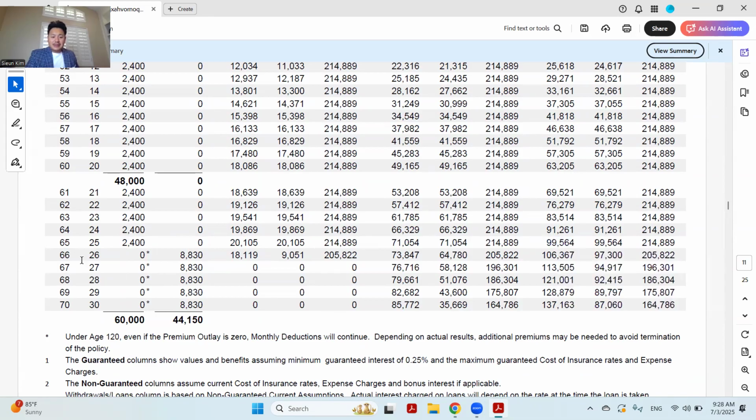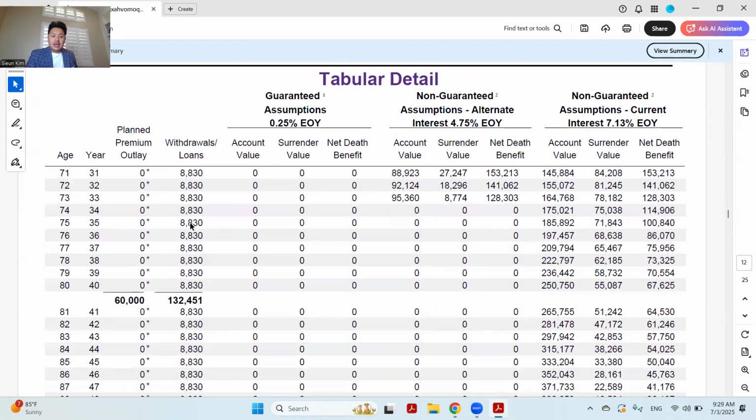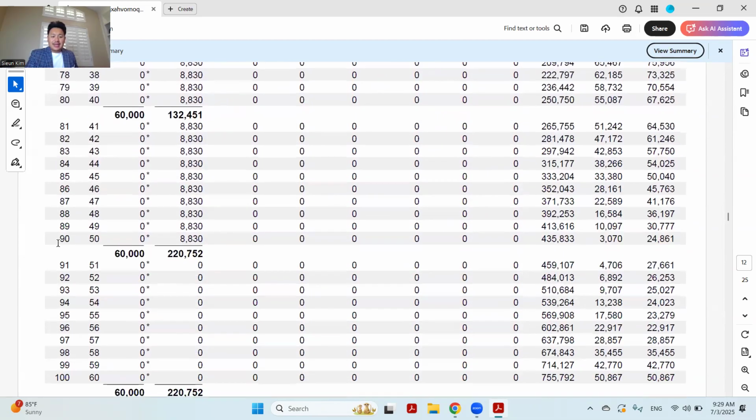And at age 66, if the client decides to take out a tax-free income, client will get $8,830 a year, which is, I'm assuming, a little over $700 or so. So that is the tax-free income the client can receive starting at age 66 and keep getting paid on it until the client is 90 years old. So at age 90, I just have the income stop because not many people live over 90.